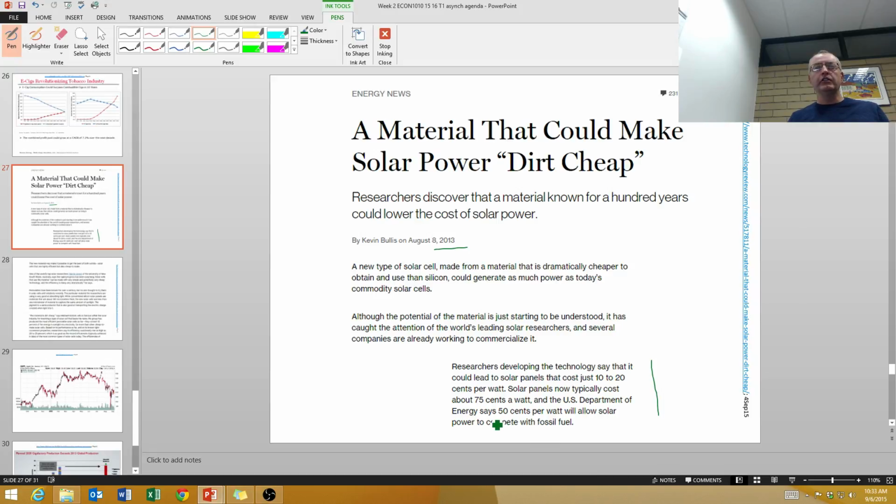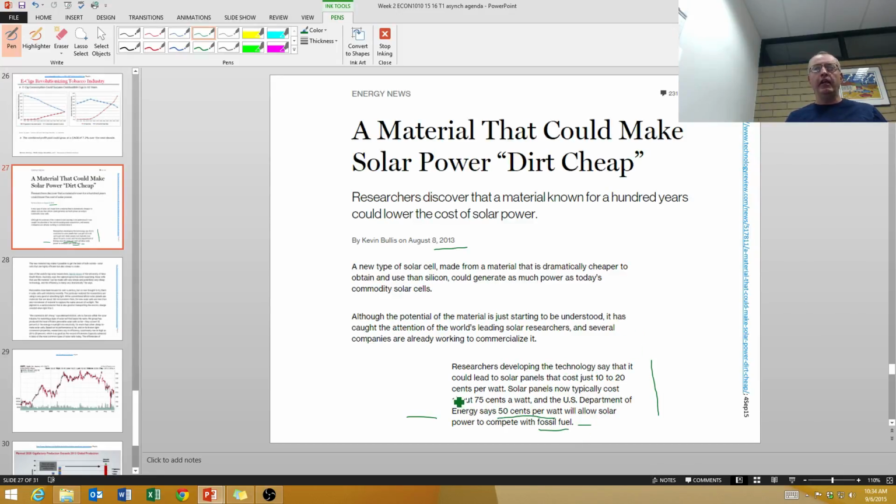So in the United States, it costs about 50 cents per watt to produce energy from fossil fuels. You're burning natural gas, for example. We do this in Alberta. We burn natural gas to produce electricity. We burn coal to produce electricity. In some places, they burn oil to produce electricity. And in the United States, it costs about 50 cents per watt to produce electricity when you're burning a fossil fuel.